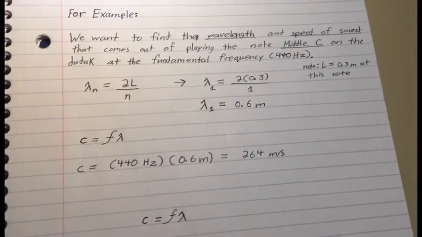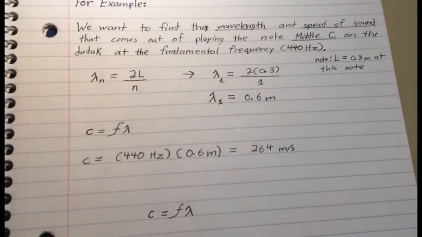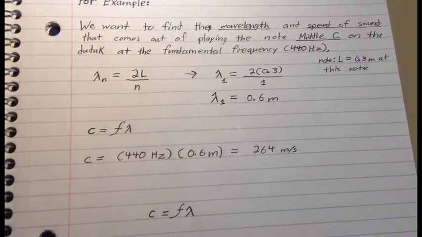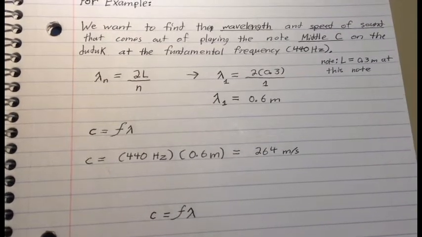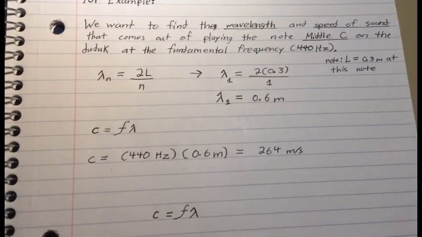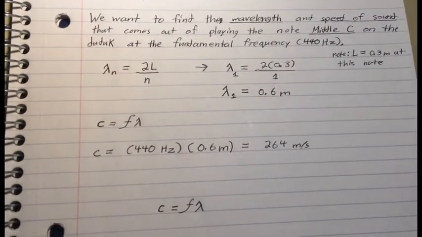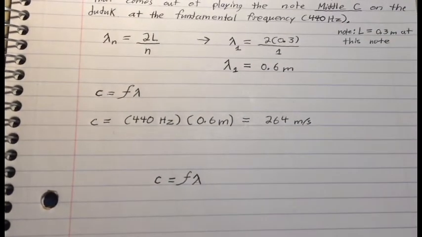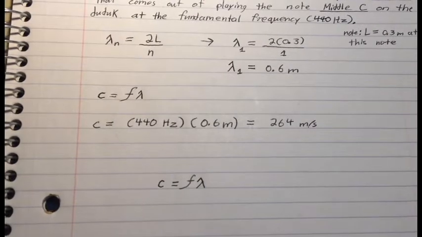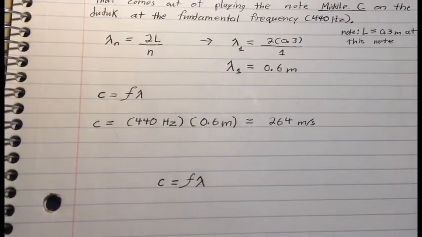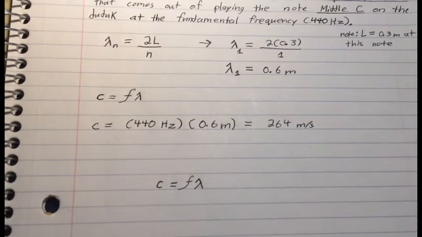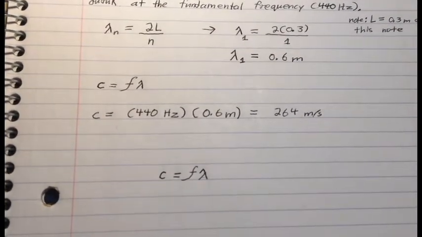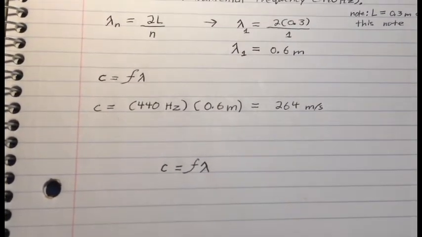So if we do the math, our wavelength is equal to 2 times 0.3 meters, because the length is 30 centimeters, over 1, which is equal to a wavelength of 0.6 meters. Now let's calculate our speed. Speed is equal to frequency times wavelength. That's the fundamental frequency of 440 hertz times a wavelength of 0.6 meters. Therefore, that gives us a speed of 264 meters per second.